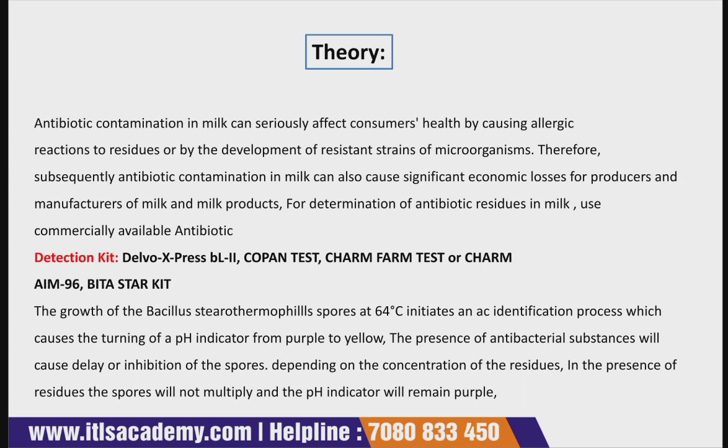The growth of Bacillus stearothermophilus spores at 64 degrees centigrade initiates an acidification process which causes the turning of a pH indicator from purple to yellow. The presence of antimicrobial substances will cause a delay or inhibition of the spores, depending upon the concentration of residue. So in the presence of residue, the spores will not multiply and the pH indicator will remain purple. We will check how this happens.